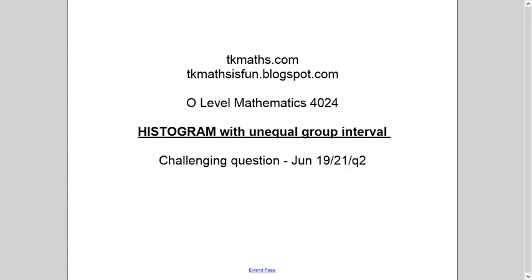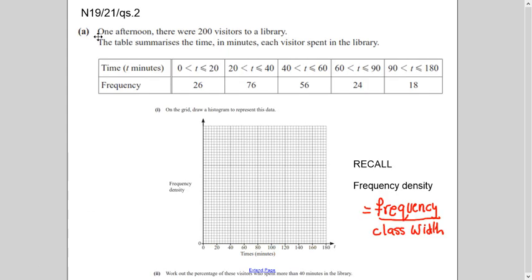So let's begin with the question. This question is about 200 visitors to a library, and the data is summarized here: how much time in minutes each visitor spent in the library. Don't worry about the size of the graph here. I'll show you the bigger size on the next page. Right now, focus on this frequency distribution table. The table which gives you frequency, like you see here, is called a frequency distribution table.